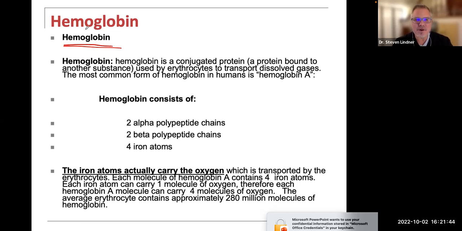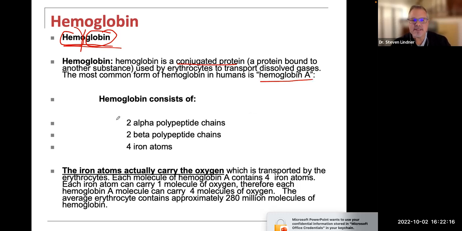When we look at the word, we have heme and globin. So we know that globin is a globular protein. It's a transport protein that's going to carry iron. So hemoglobin is a conjugated protein, meaning it's a protein that's bound to another substance, and it's used by erythrocytes to transport dissolved gases. The most common form of hemoglobin in humans is called hemoglobin A.